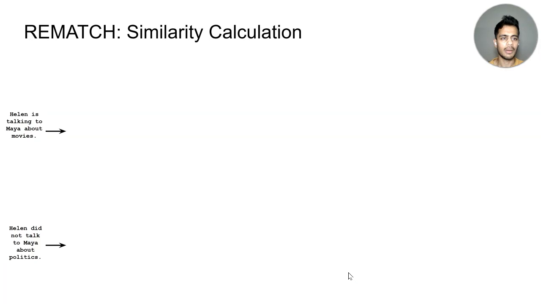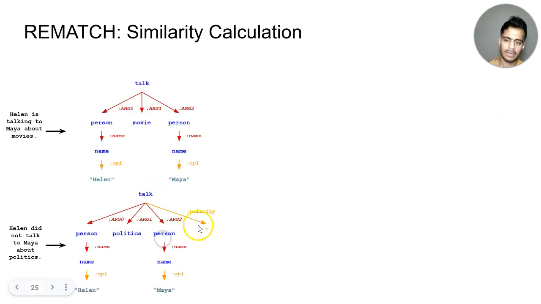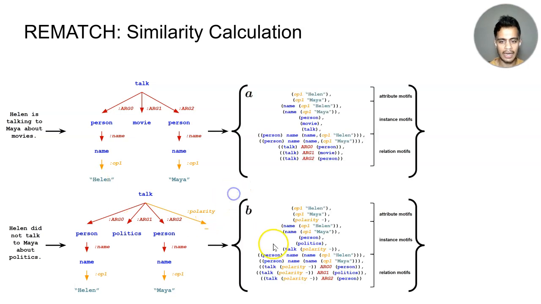So now coming to the second step of Rematch, which is the similarity calculation. So let's say we have these two sentences. Helen is talking to Maya about movies, and Helen did not talk to Maya about politics. We have these two AMRs representing these two sentences. And now Rematch creates a motif set for each one of them, set A and set B.